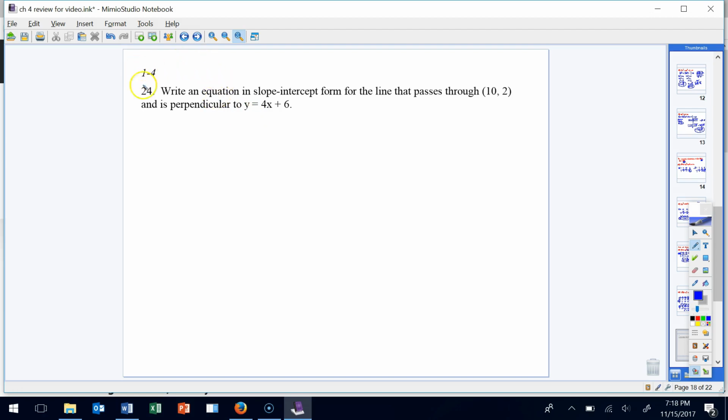We're way back in chapter 1 review at this point. We're supposed to write an equation for a line. It passes through this point and it's perpendicular to this line. Well, the thing about perpendicular lines is they have opposite reciprocal slopes. So this line has a slope of 4. That's given. So this line has to have a slope of negative 1 over 4, opposite reciprocal.